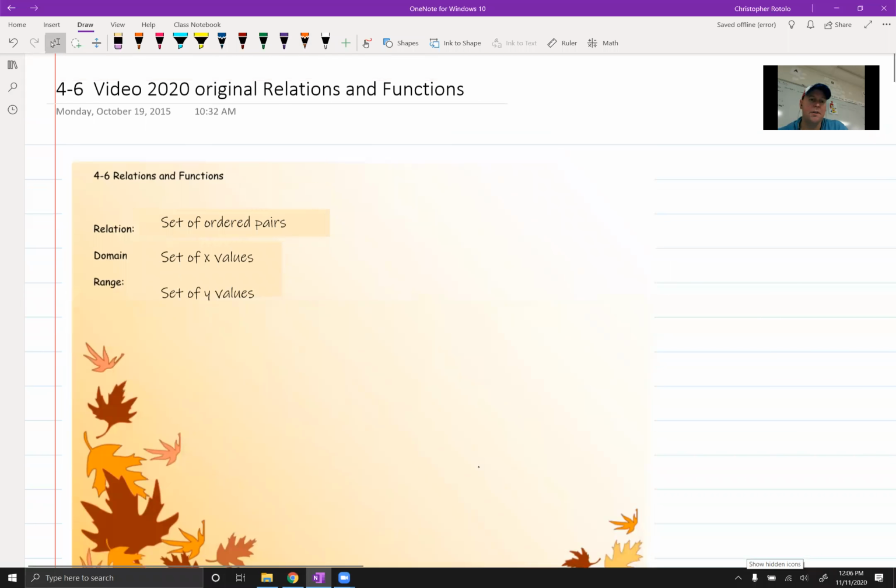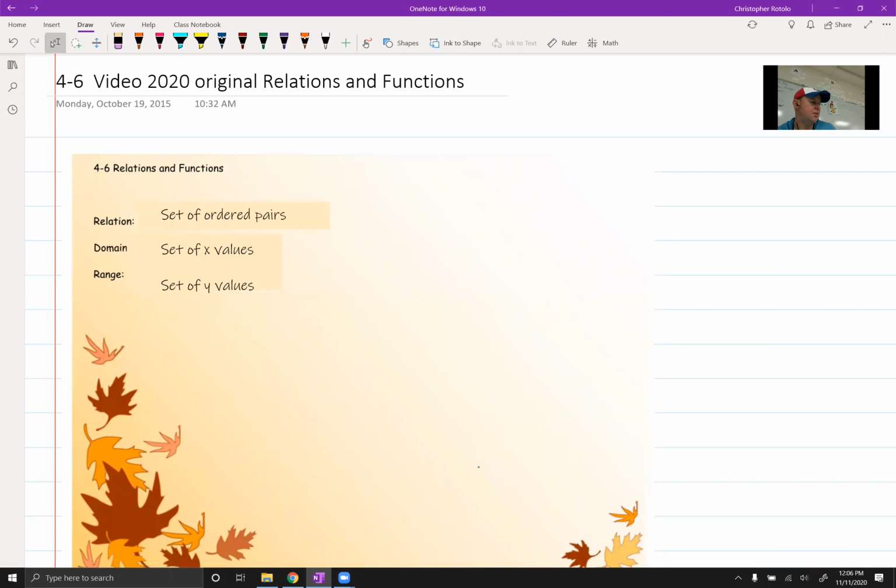Hey there guys, we're moving along here in chapter 4. We're going to talk about relations and functions, dealing with function notation and what's going on. So first thing we need is some definitions, all right?